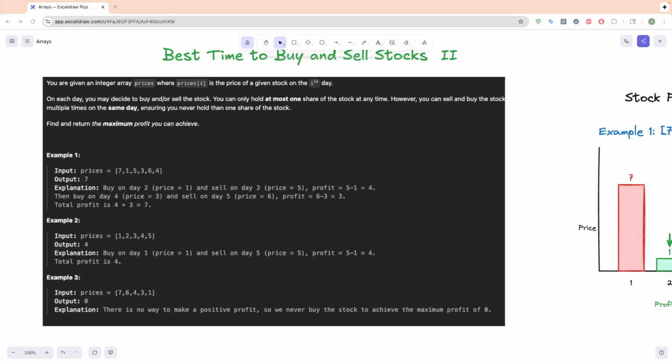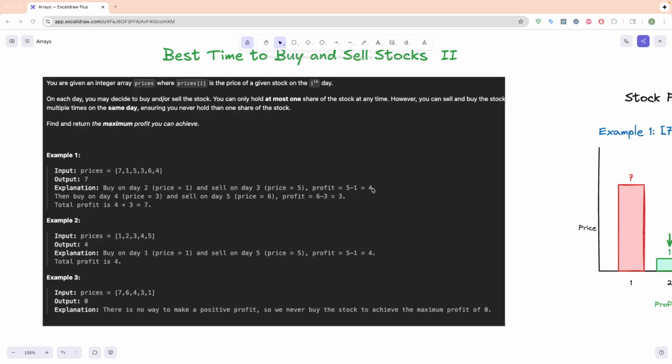multiple times. So we are given a prices input array where each element represents the price of the stock on that particular day. So on day one it is $7, on day two it's $1, and so on and so forth. So to make the maximum profit, we'll buy it on day two, when the price is $1, and sell it on day three when the price is $5. So total, we have made a profit of $4 in this one transaction.